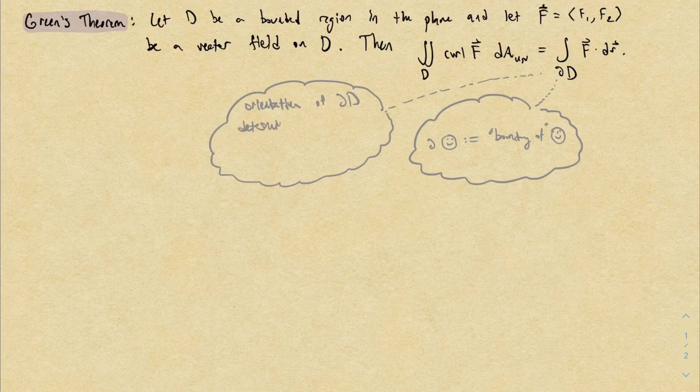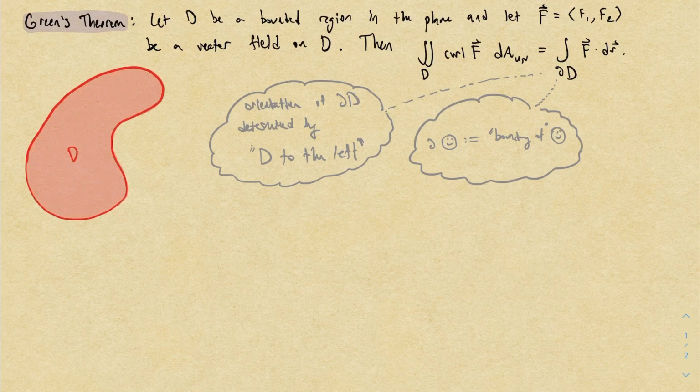Given a region, the orientation of the boundary curve is determined by the region always being to the left of the curve. So if I had a blob like this, and I told you to stand on the curve and walk in some direction so that the red region was always to your left, which way would you walk? You would walk like this.